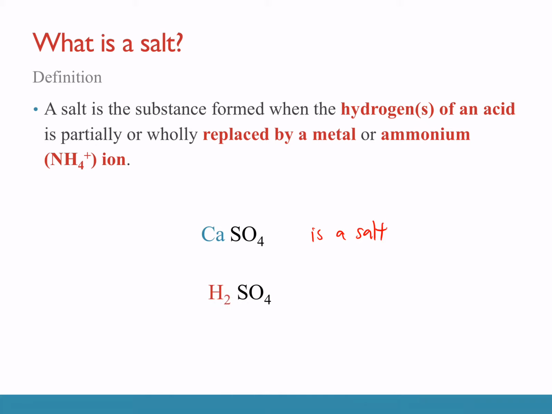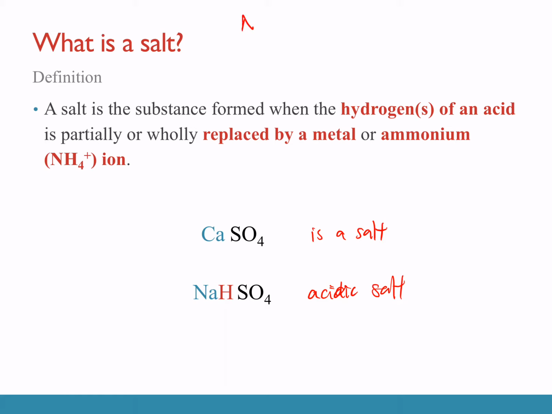Now, what does it mean by partially replacing the hydrogen ions? Okay, again, there's 2 hydrogen ions here, right? So, if I don't replace both hydrogen, I only replace one but keep the other. Okay, this is an example of partially replaced. This is also a salt, but take note, this is an acidic salt. Okay, why is this acidic?